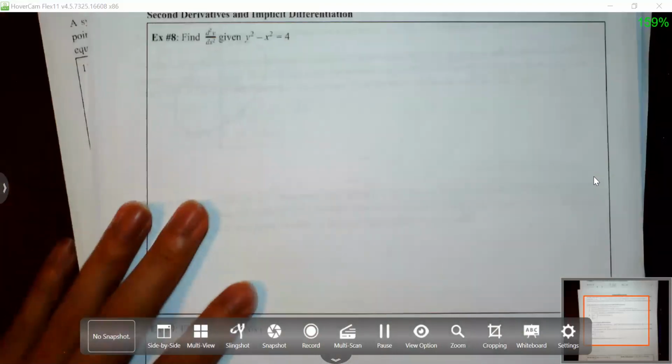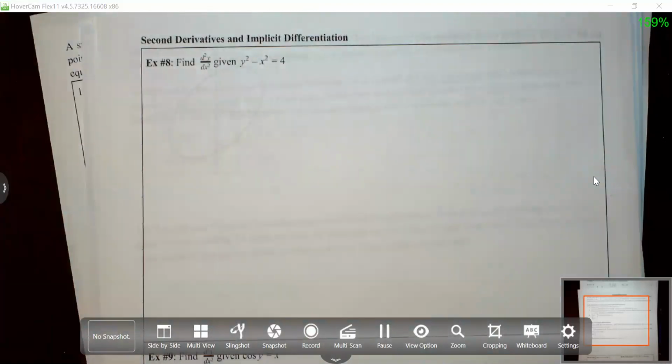Now the next thing we are going to talk about is second derivatives using implicit differentiation. So what we're going to do now is we want to find the second derivative of this function, y squared minus x squared is equal to 4.